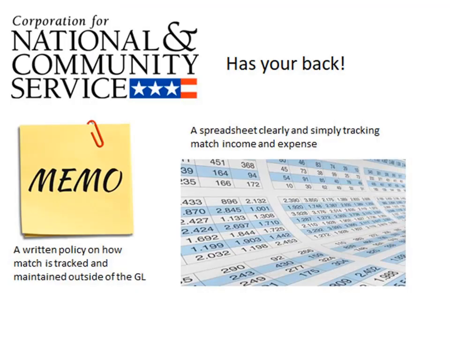Not all AmeriCorps programs are the same, and they recognize that there may be special situations of programs that are simply unable to do match within their GL. And it's really a two-step process here. The first is a written policy on how match is tracked and maintained outside of the GL. Again, always important to have your written policies. And then separately, a spreadsheet that clearly and simply tracks match income and expense. You just want to have a document that's going to basically do the same thing that your GL is doing, just one that exists outside of your GL.